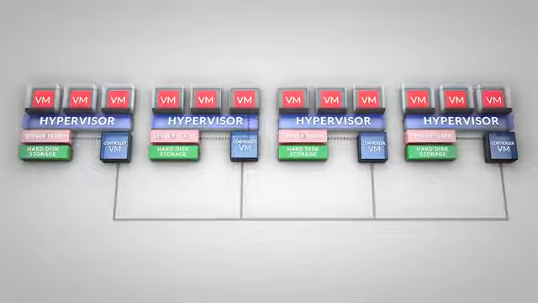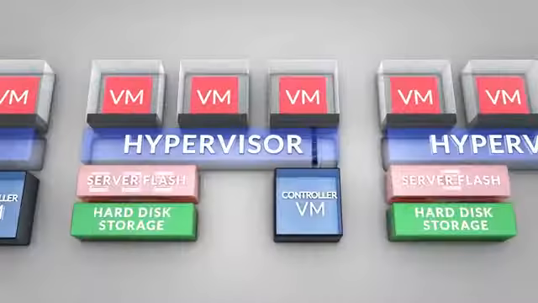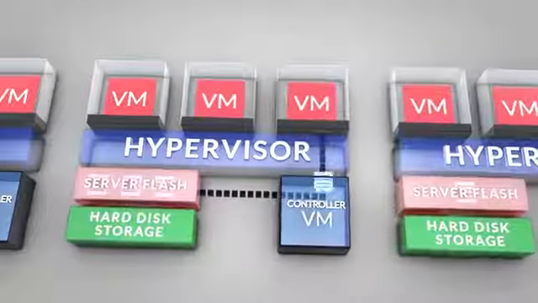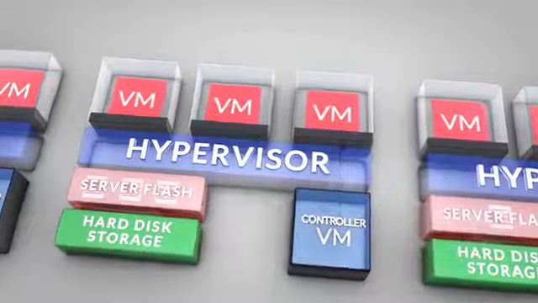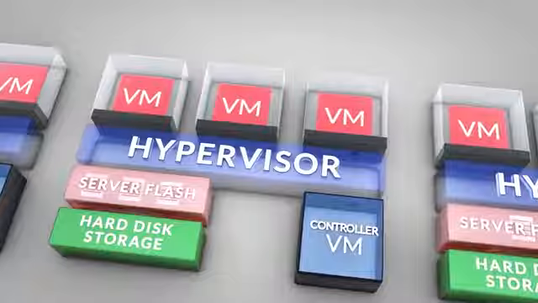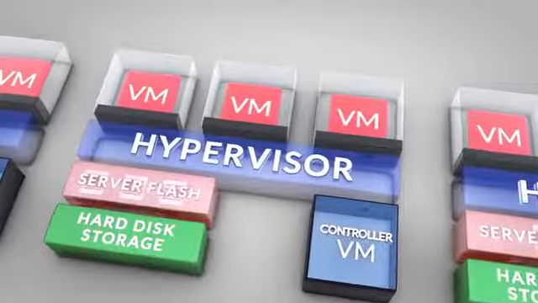For a typical read operation, requests are served by local storage resources. Keeping data local to the VM provides the fastest possible performance. That means for the majority of read requests, data never traverses the network.